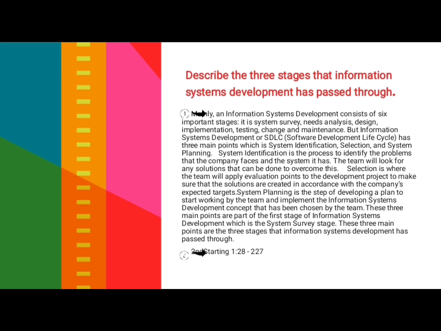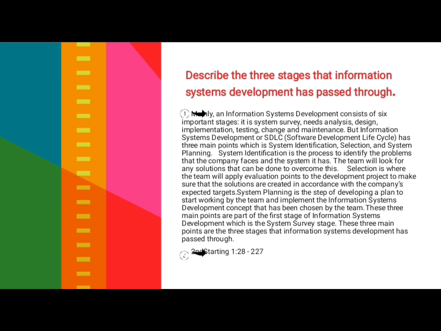System identification is the process to identify the problems that the company faces and the system it has. The team will look for any solutions that can be done to overcome this. Selection is where the team will apply evaluation points to the development project to make sure that the solutions are created in accordance with the company's expected targets.